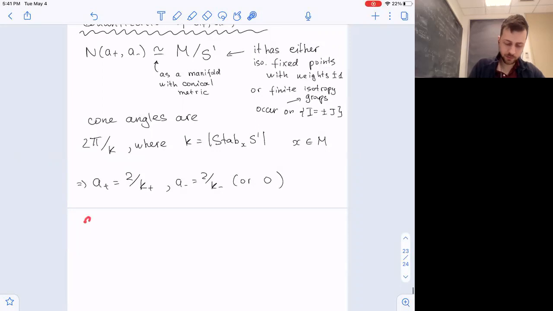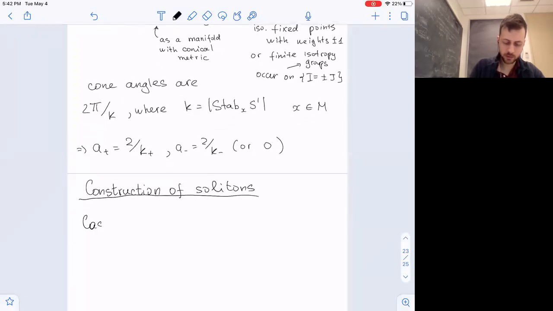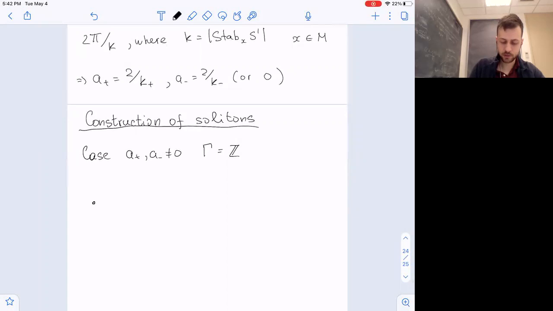So now let me discuss construction for a second, and then I will say what classification tells us. Construction of solitons. Let me start with a case where A plus and A minus are non-zero and the deck transformation group gamma is Z.